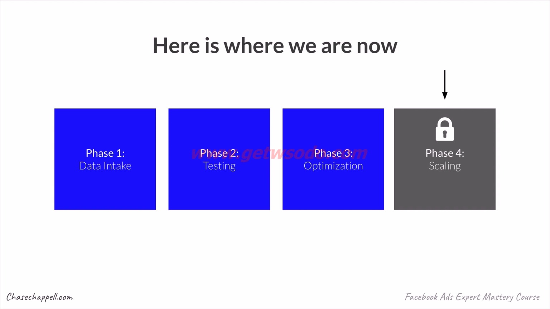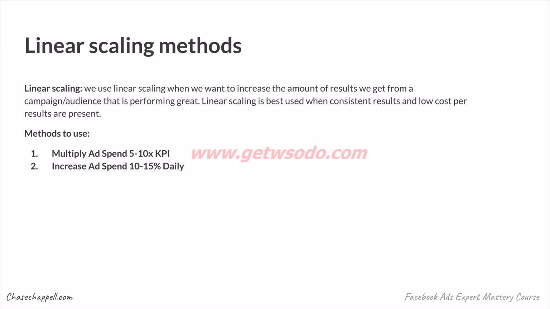So here's where we are now. You should have already completed phase 1, phase 2, and phase 3, and you should now be in the scaling phase. You should have ideally 1 to 3 high-performing ads in each of your ad sets. And in the linear scaling methods, really what linear scaling is basically we use linear scaling when we want to increase the amount of results we get from a campaign/audience that is performing great. Linear scaling is best used when consistent results and low cost per results are present.